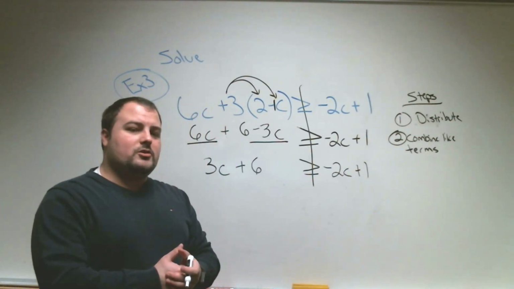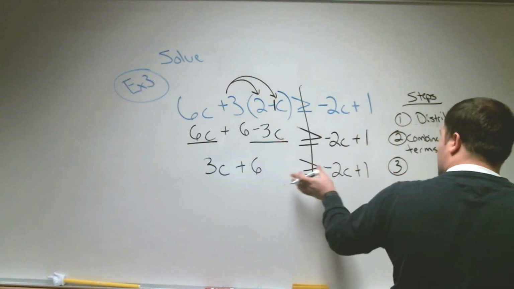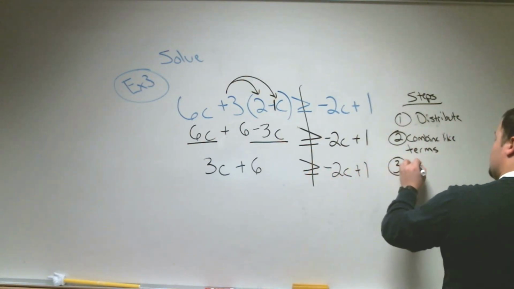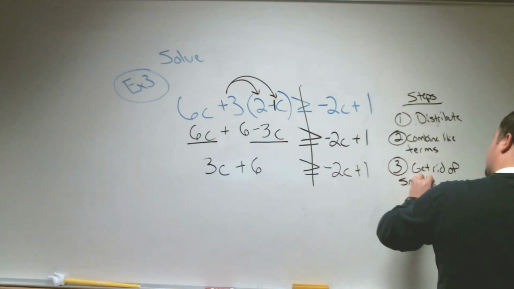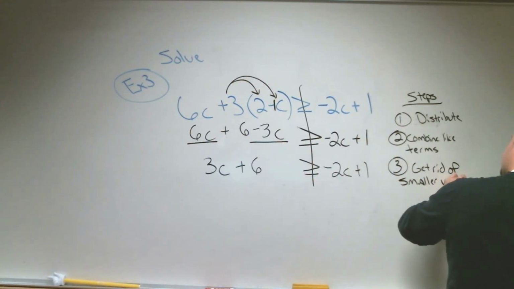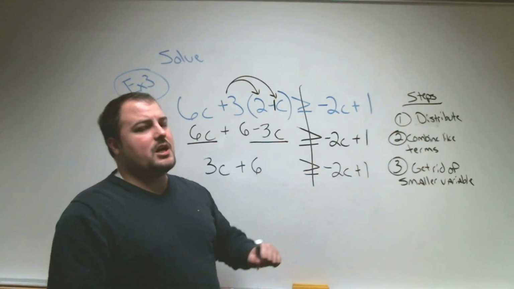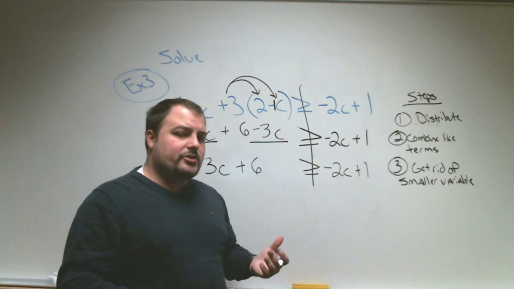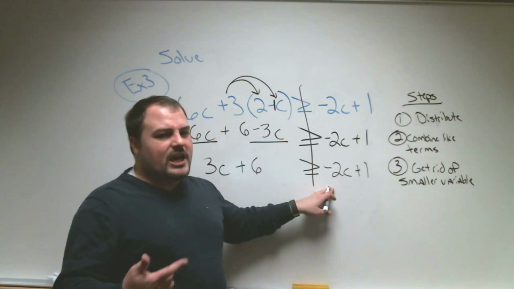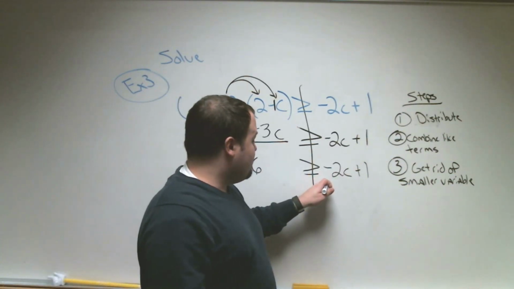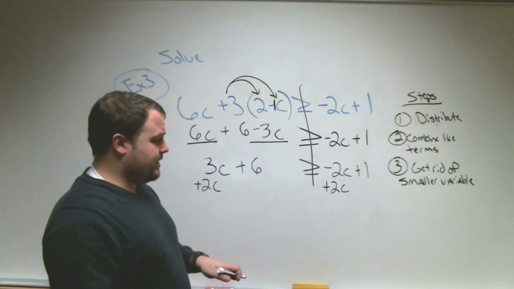Now, what we're going to do is we're going to get rid of the variable that's smaller. So third step, since we have variables on both sides, we have a c over here and a c over there, we're going to get rid of the smaller variable. So we look at the two variables. We have 3c's and we have a negative 2c's. Well, negative 2c's is actually smaller than 3c's. So we're going to get rid of negative 2c. And to get rid of this, we just do the opposite of what we see. Well, I see a negative 2c, so we're going to add 2c. And if we add 2c to one side, we add 2c to the other side.